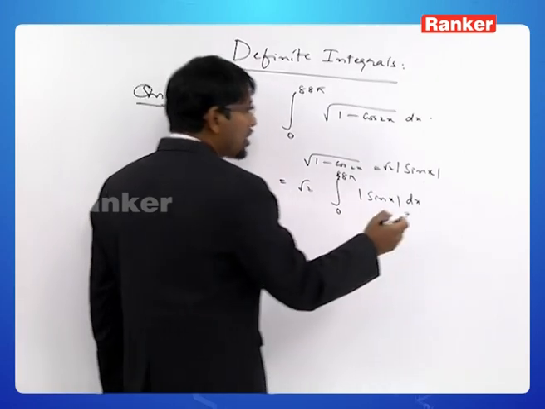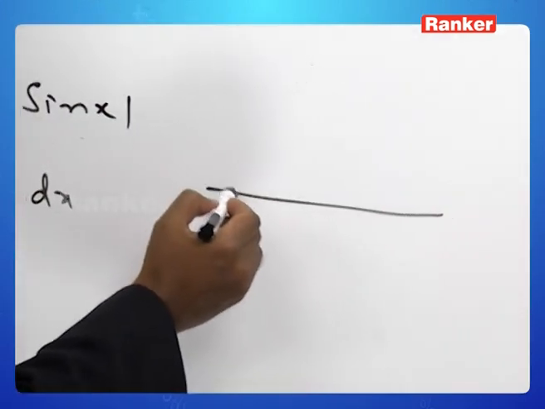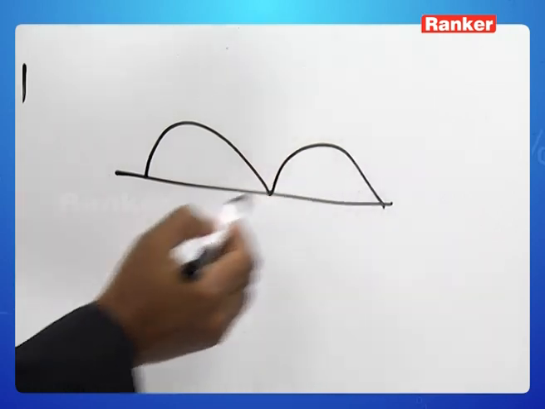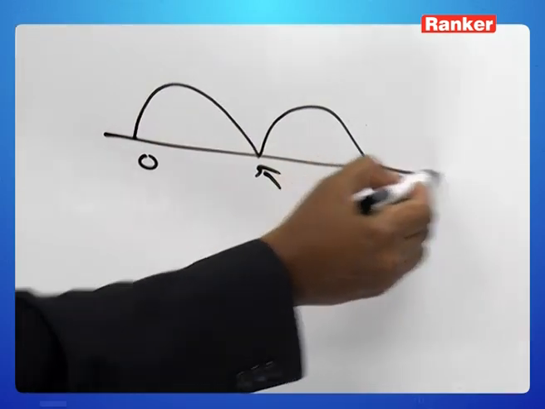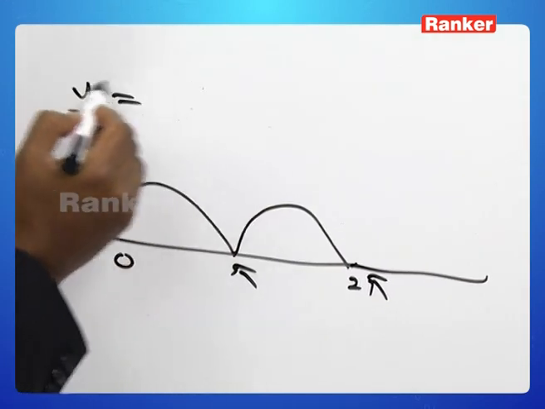We know that the mod sine function looks like this: 0 to pi, pi to 2 pi, it repeats. This is the graph of y equal to mod sin x.